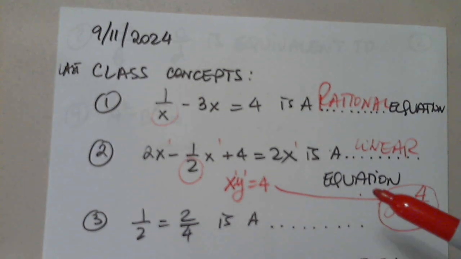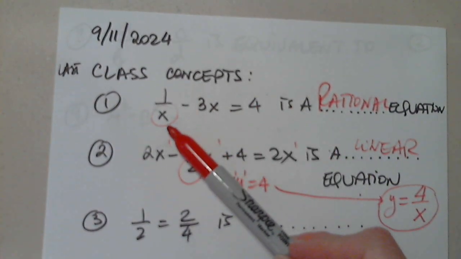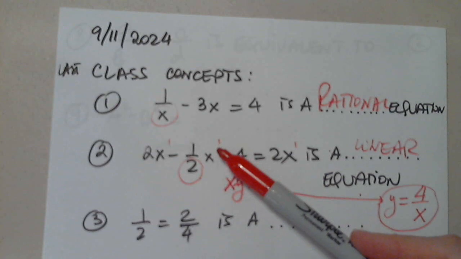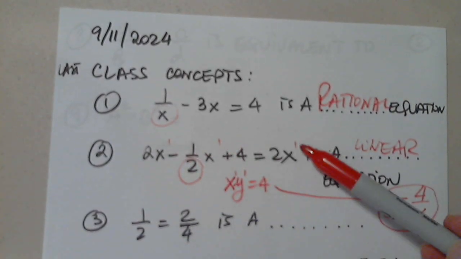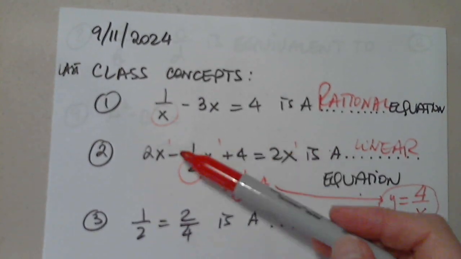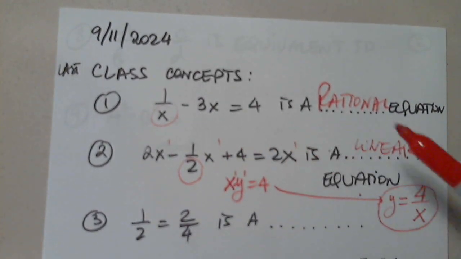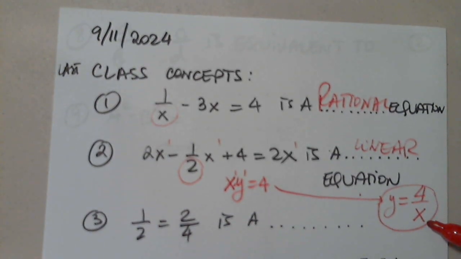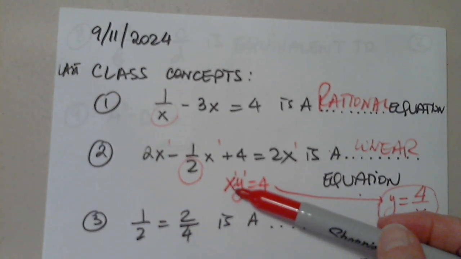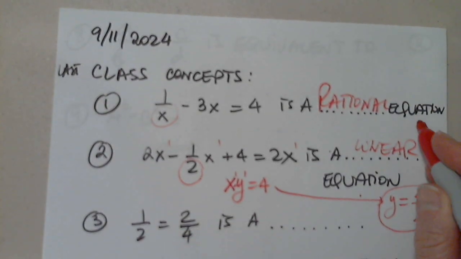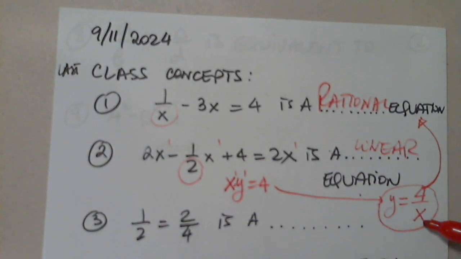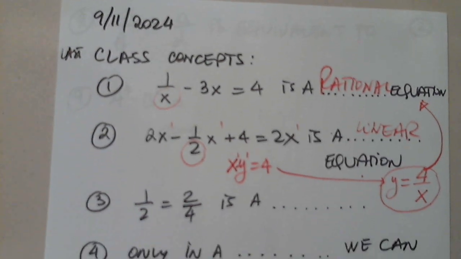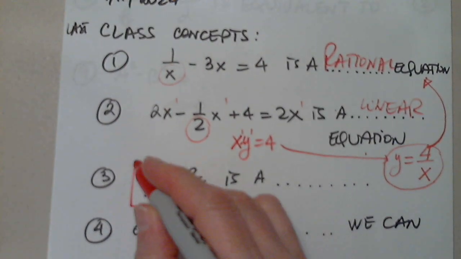So a linear equation requires no x in the denominator, all x's, or the only variable that it can have, have to have power 1, not negative 1, and there are no products of variables. So this is a rational equation. This product turns into y equals 4 over x if we divide both sides by x, and we get a rational equation. Okay, perfect.